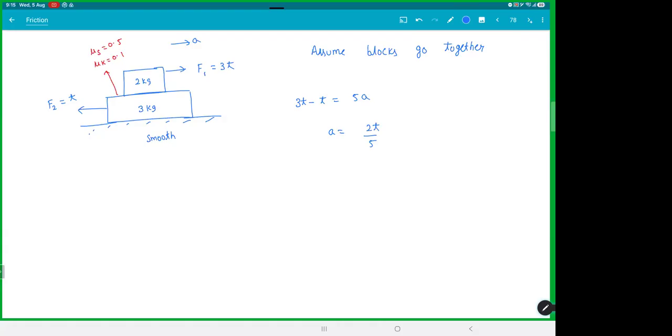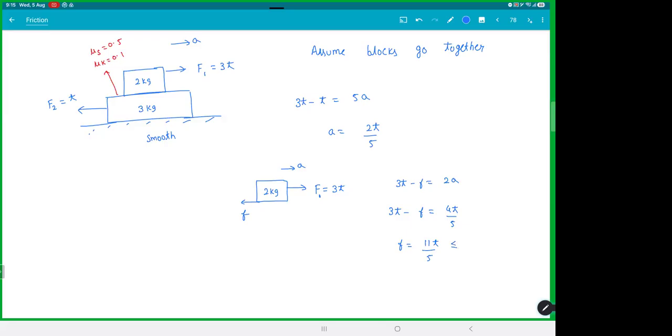Then take any one block. I will take the 2 kg block. This would be 3t. This would be friction. This would be acceleration. So this will be 3t minus friction is equal to 2 into a. That will be 2t by 5. So we get friction is equal to 11t by 5. Yeah, numbers are not great.